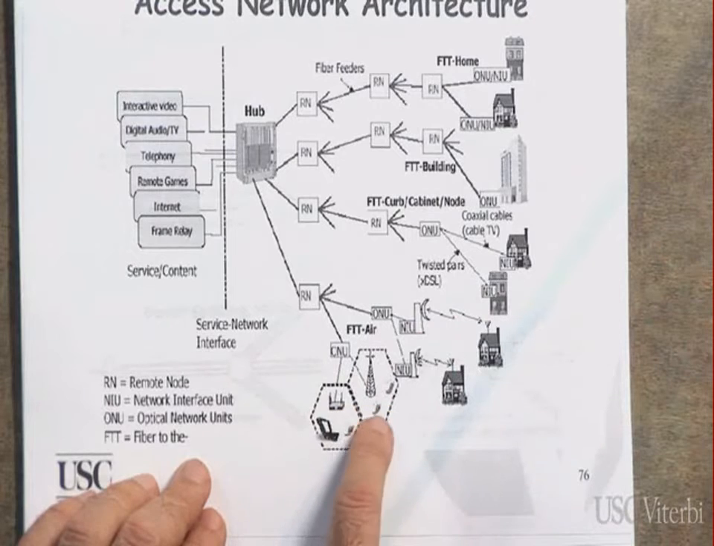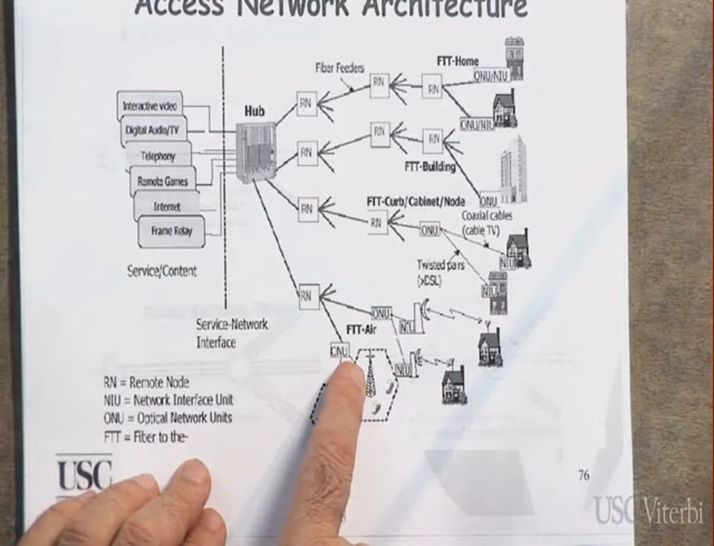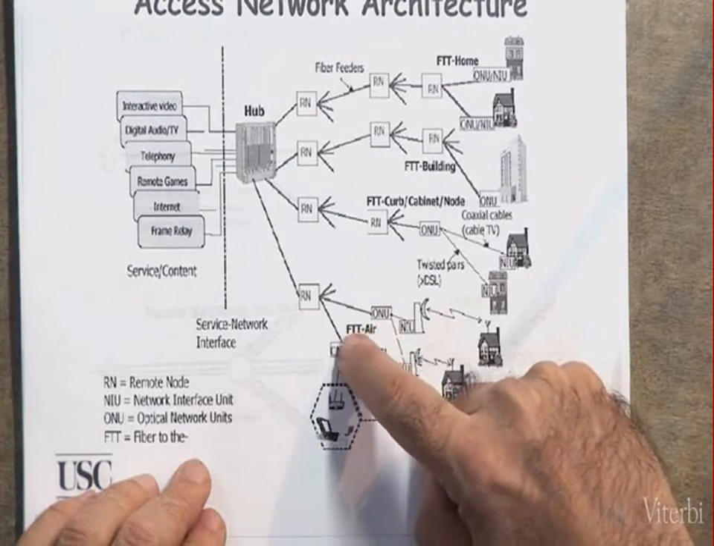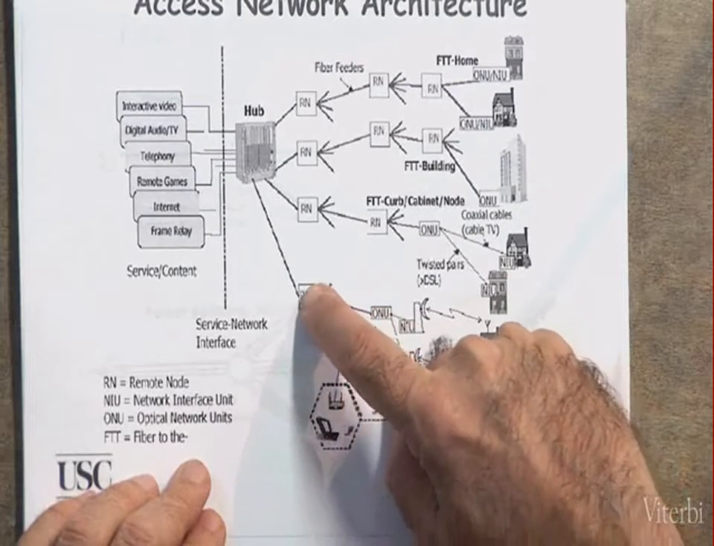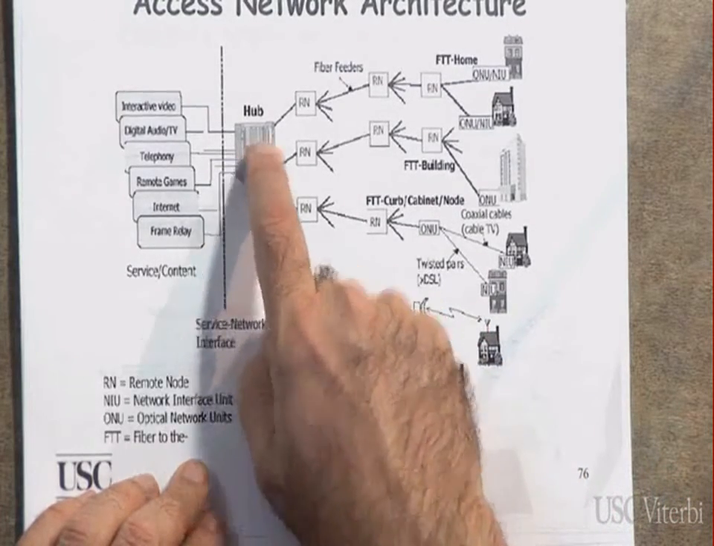These are cellular, by the way. This is your cell phone, and this is the base station where you are talking with. Did you get this or not? The base station is attached to the optical network unit via fiber all the way to the remote nodes and to the hub.